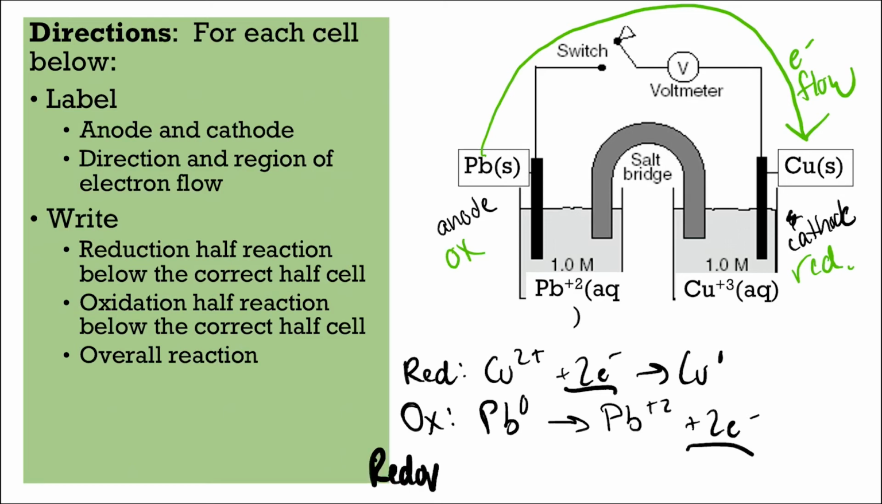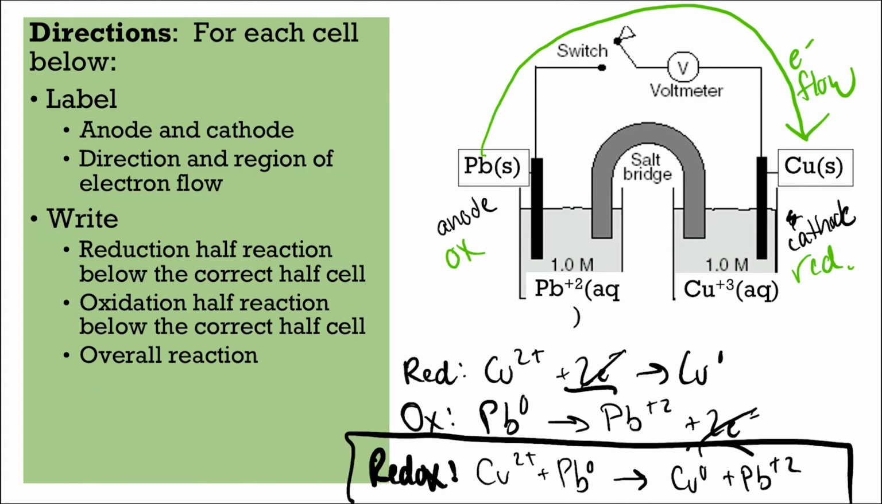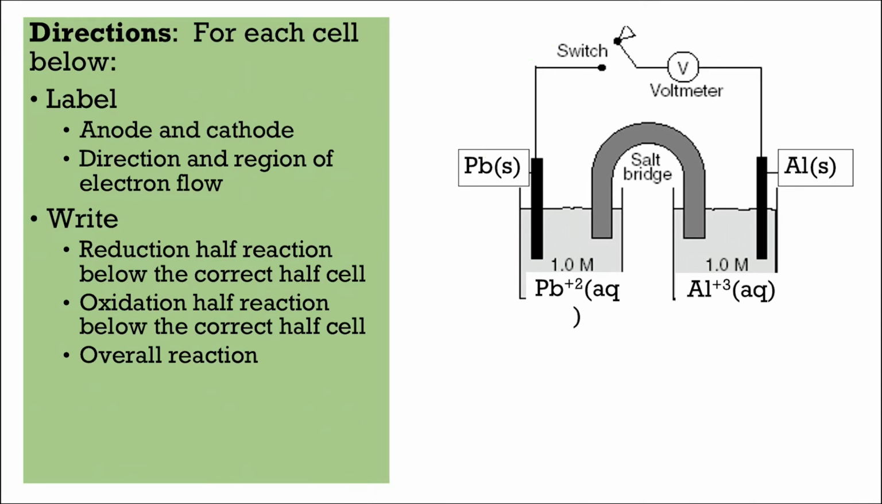So your final redox reaction will be, again, you can kind of ignore those if they're the same. All of your reactants, which is copper 2+ and lead 0, and then all of your products, your copper 0 and your lead 2+, and that is it. Now, the very last one for today is this one.